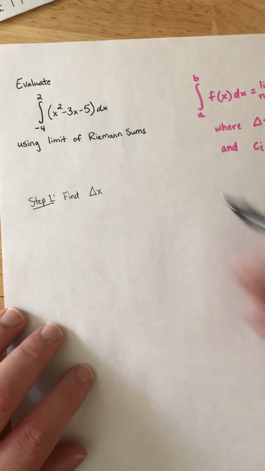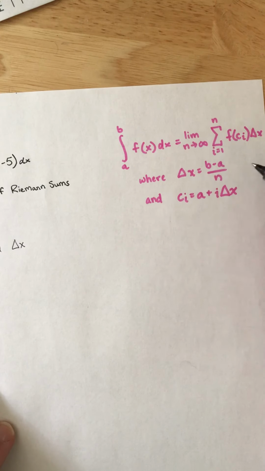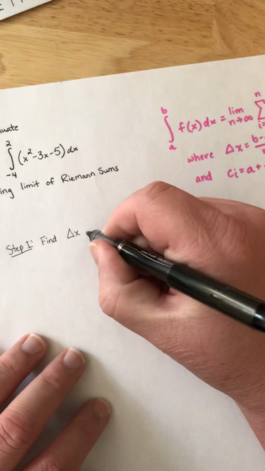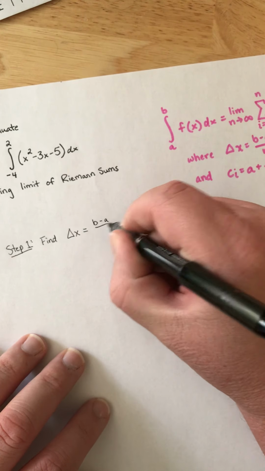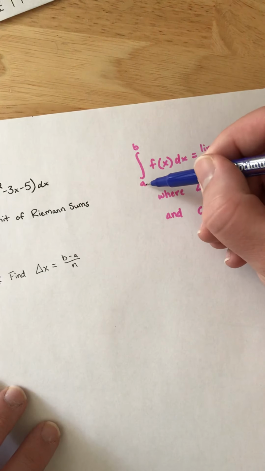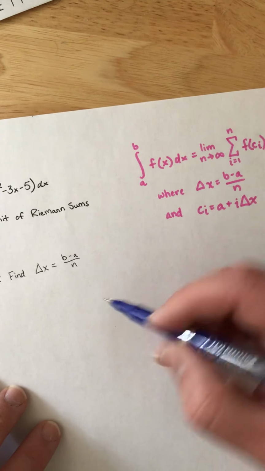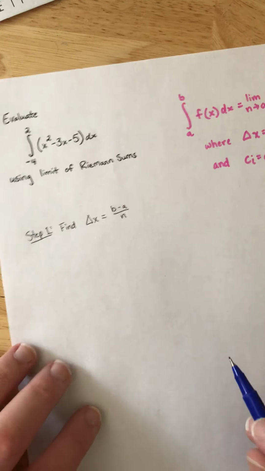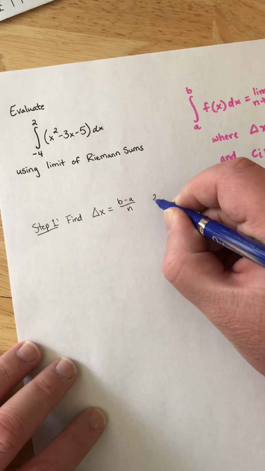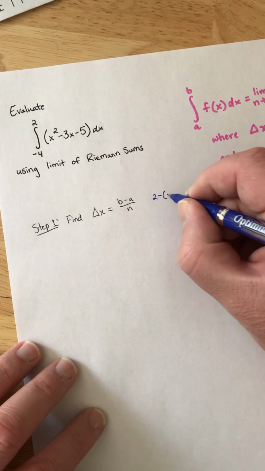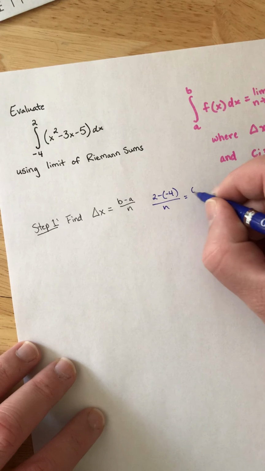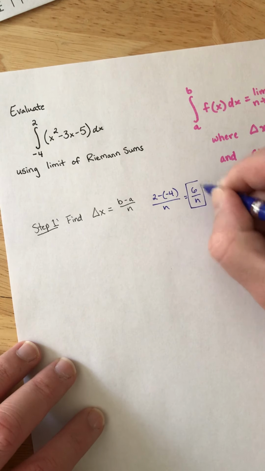Again, I have a formula up here for delta x. Delta x is equal to b minus a over n. Now notice, a is the lower limit, b is the upper limit, and I'm going to divide by n, which is just a variable in this case. So b is the upper limit, which is 2, minus a, which is -4, the lower limit, over n. If I do 2 minus -4, I get 6 over n. All right, there's delta x.